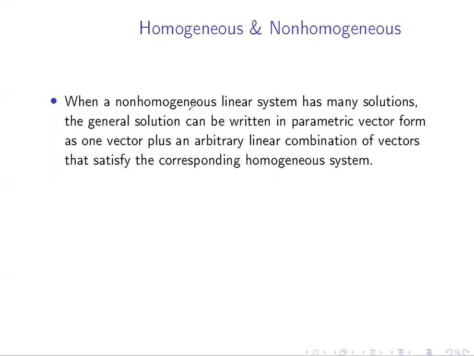The general solution can be written in parametric vector form as one vector plus an arbitrary linear combination of vectors that satisfy the corresponding homogeneous equation. Okay, well, what does that mean? That means in order to solve the non-homogeneous, we actually solve the homogeneous, and then there's something a little bit extra. So often we break these things down by focusing on the homogeneous instead of the non-homogeneous.